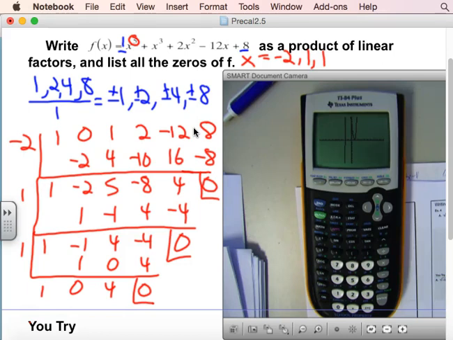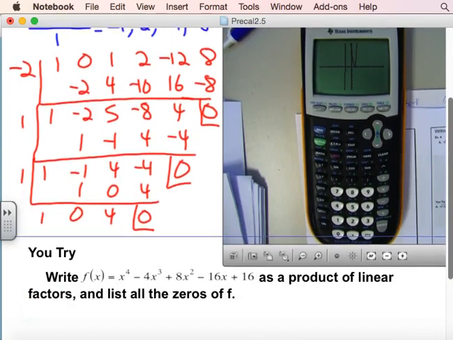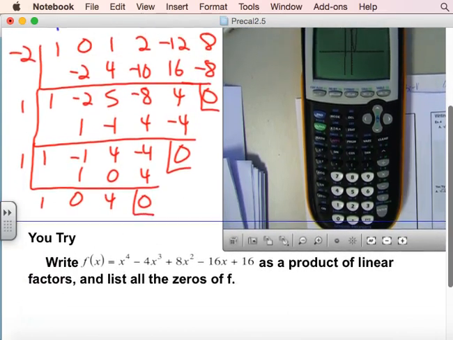All right, so now let's look at what we've got left. Running out of room down here. We went from a 5th degree to a 4th degree to a 3rd degree to now a 2nd degree. So this is 1x squared plus 0x plus 4. All right, so we've got to take that and try to factor it.